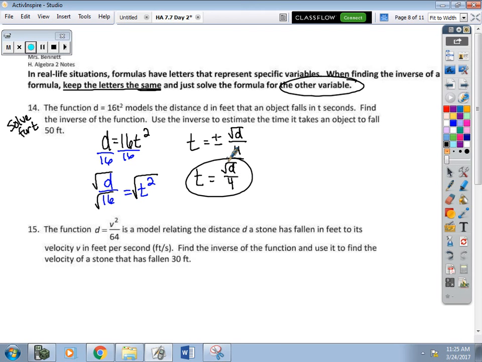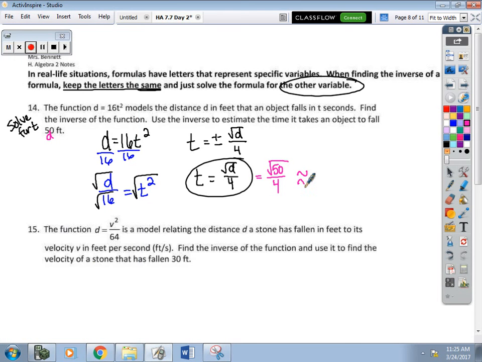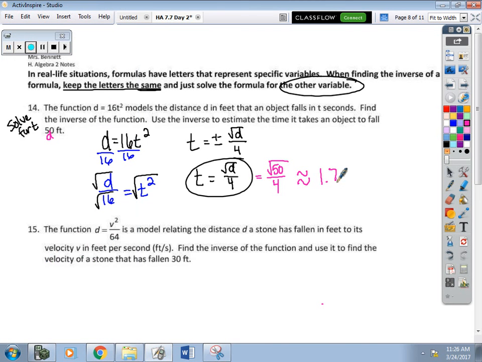And then it also says to use this inverse to estimate the time it takes for an object to fall 50 feet. So that's our d quantity. So we just plug in 50 for D, and then this goes in our calculator, because we don't want to leave it in simplest radical form. We actually want to know like how many seconds. So when you type it in, just be careful that you close your parentheses after the 50 before dividing, and we should get approximately 1.77. And that is in seconds.